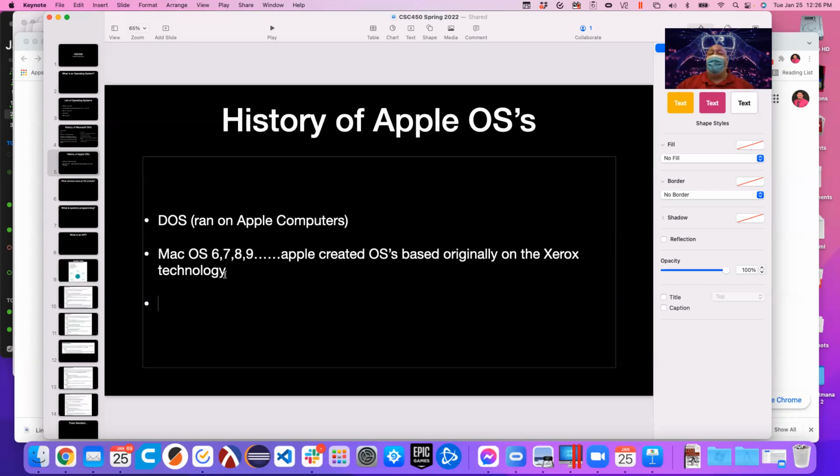So in any case, he bought Pixar from George Lucas, but he also worked on a computing company called NeXT Computers.